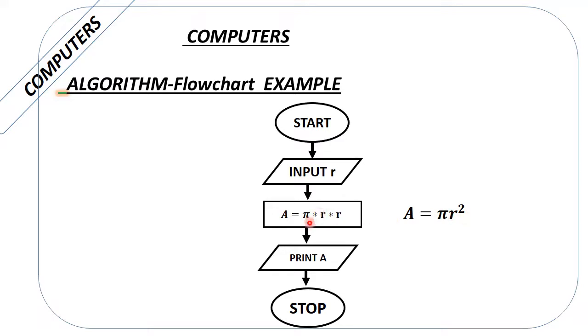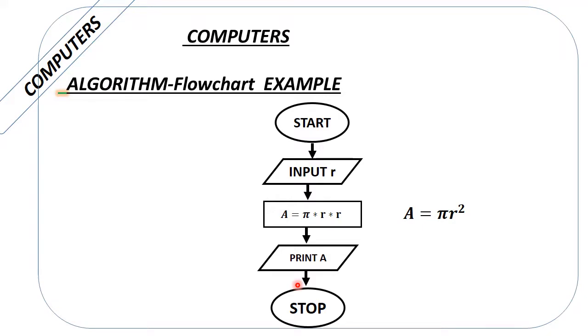With that being said, when you perform the necessary calculations here, you go to the next step, which is of course print A, where the results are shown to the user. Then you go to the last stage where the process ends, and it's the oval that represents stop.